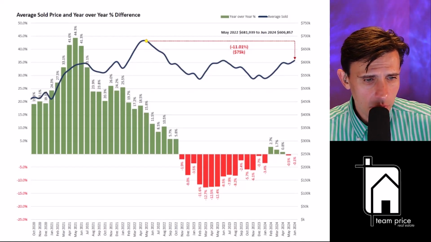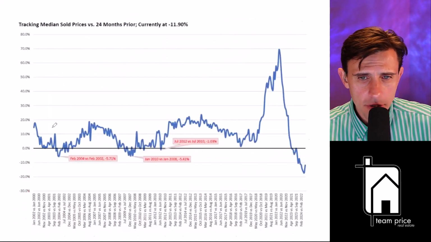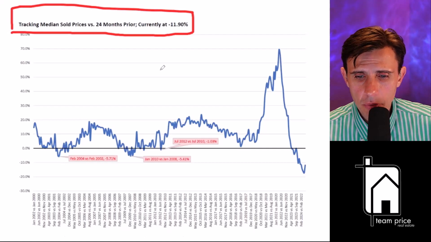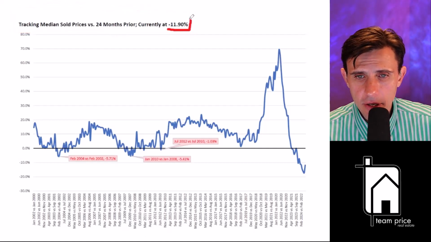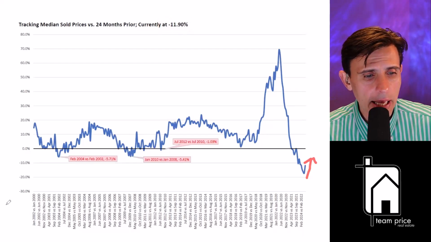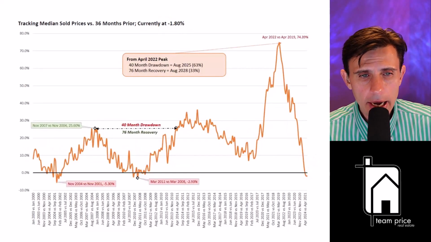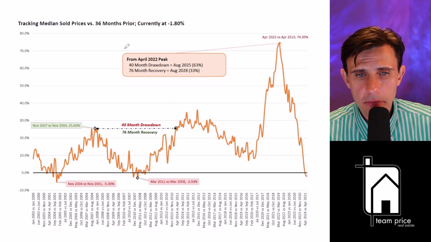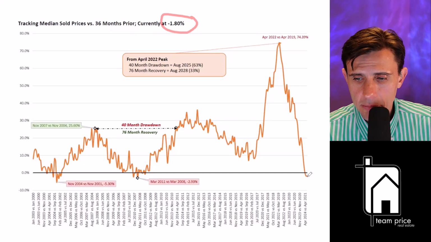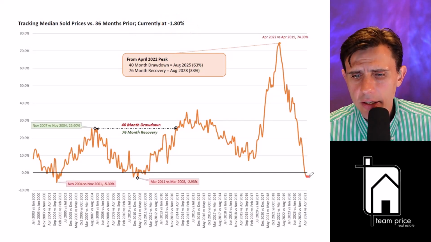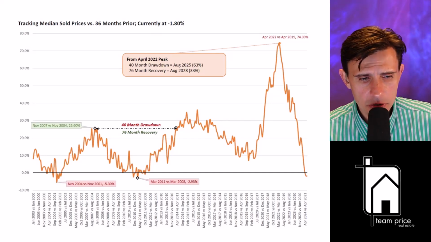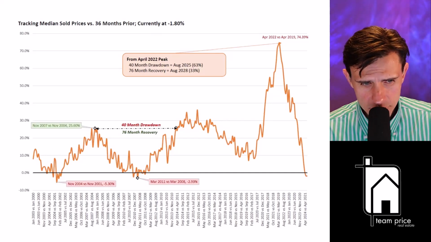Let's keep on going, you all. One of my favorite charts right here. We've got the tracking the median price versus 24 months prior. We are at negative 11.9%, an improvement versus last month. When you track the median sold price compared to 36 months prior, we are down 1.8%, holding steady compared to last month. So that is going to be the good thing, is that we are still holding steady on price.